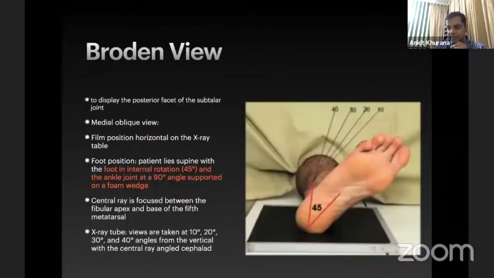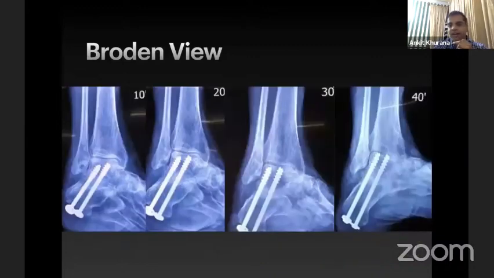Broden's view is something that is a bit archaic, and in the era of CT scan, I would say that it is something more theoretical than practical. It is done with the foot in 45 degrees internal rotation, and the beam centered on the fibula at angles of 10, 20, 30, and 40 degrees from the vertical towards the cephalad side. And this is again an example to show how much the subtalar joint is fused following subtalar fusion, to see parts of the subtalar joint both from the anterior side to the posterior side using the Broden's view.